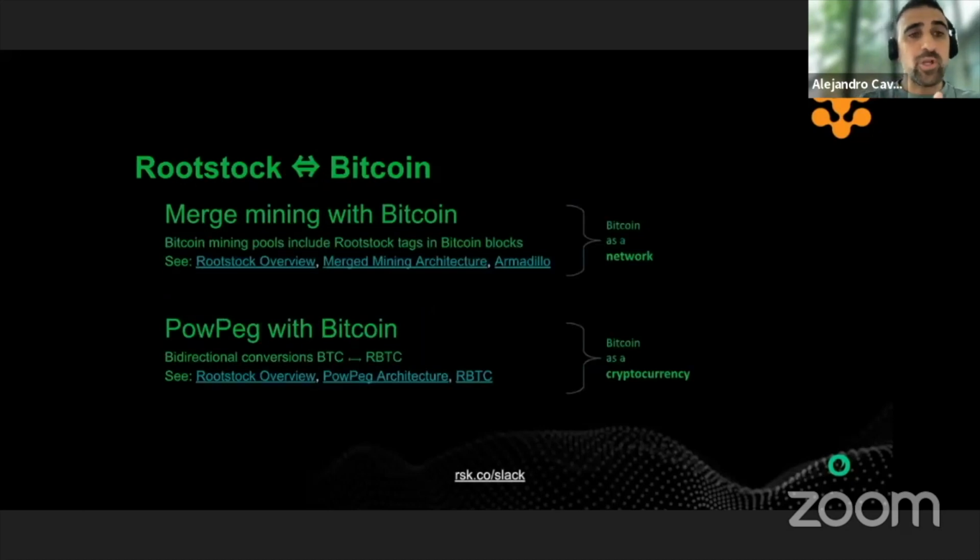Okay, Rootstock and Bitcoin. In short, we can think about Rootstock and Bitcoin in two ways: the network and the currency. About the network, RSK is a layer 2 blockchain, where Bitcoin is layer 1. And an important thing here is merge mining. Sergio already explained this in detail, so I won't go into detail, but I think merge mining is probably the most important thing about Rootstock.